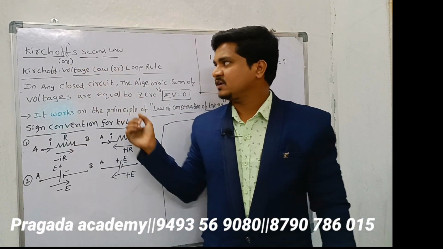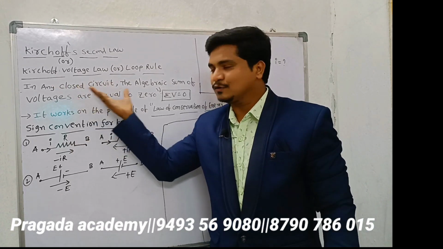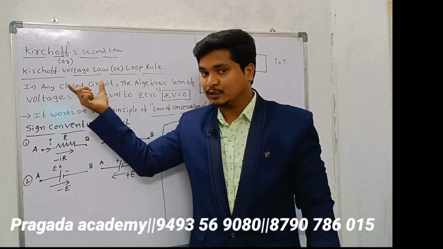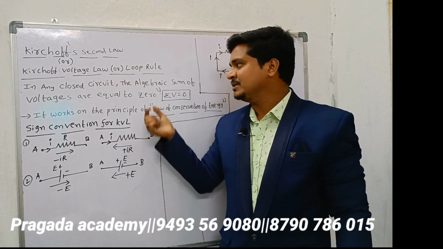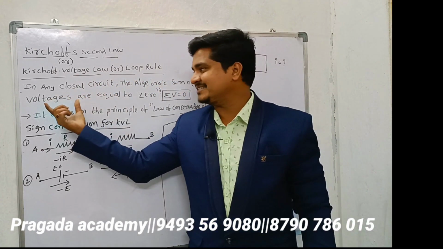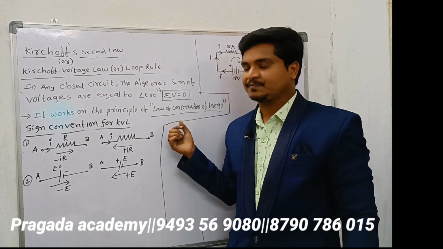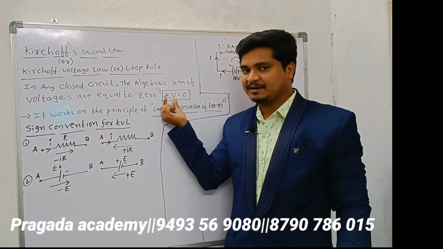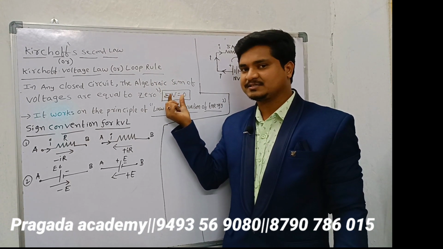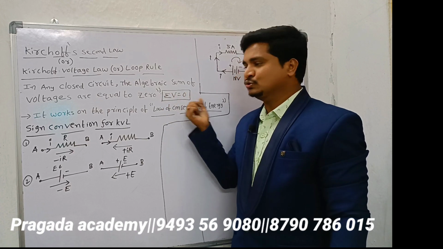Second law: Kirchhoff voltage law, or loop rule. Coming to the definition of Kirchhoff second law, in any closed circuit, that is, the circuit should be closed, the algebraic sum of voltages is equal to 0. The sum we can represent as sigma. Sigma represents sum. Sigma V equal to 0.